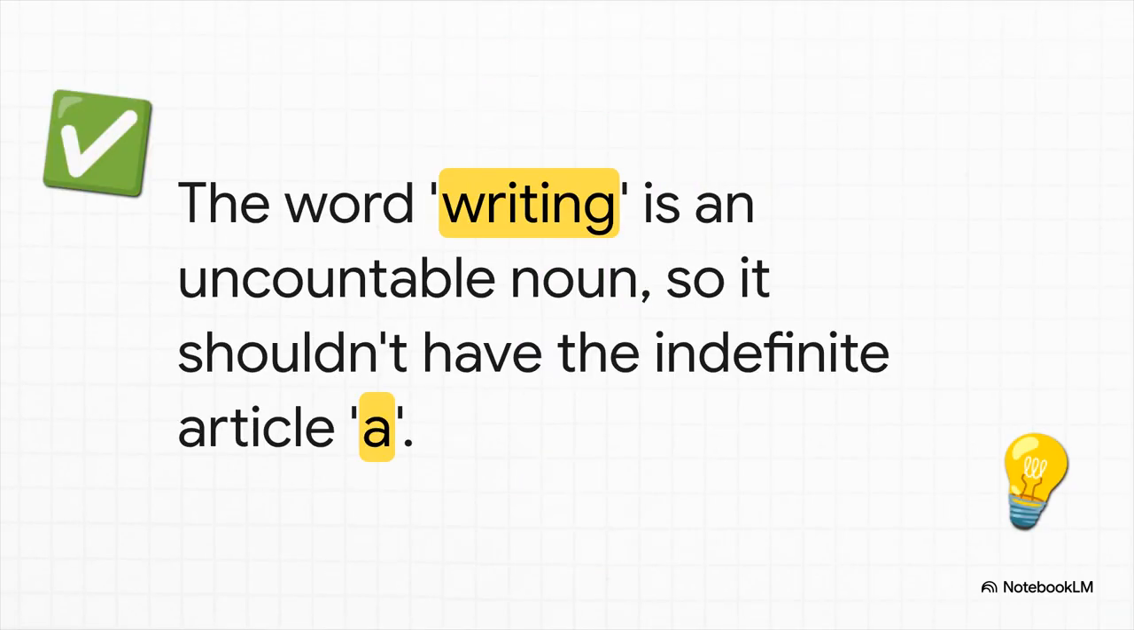And there it is. The word writing, when you're talking about it as a general concept, is an uncountable noun. It's just like water or information. You'd never say a water, right? Well, for the same reason, you shouldn't say a writing. The correct title should just be Toward Good Scientific Writing. It's a really subtle point, but it's all about that precision in language.